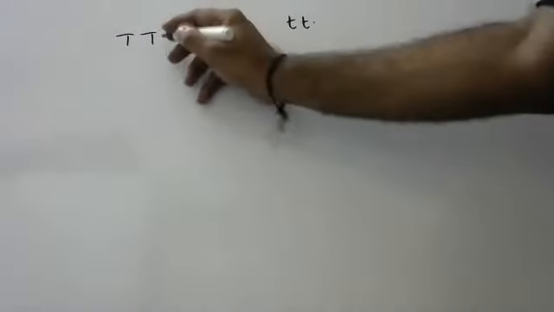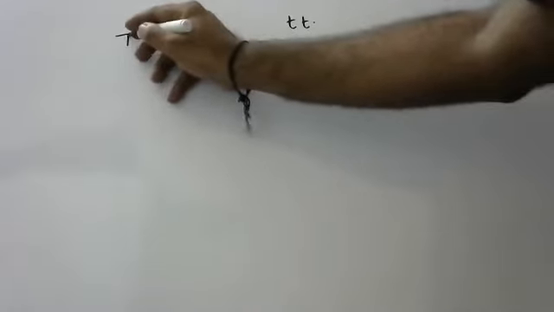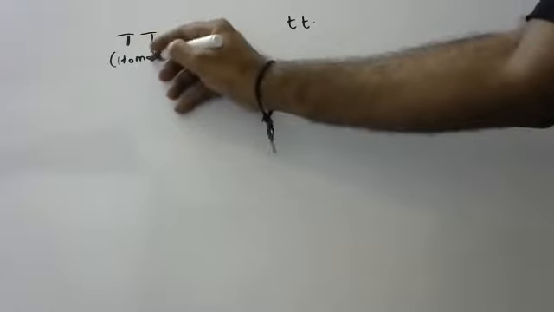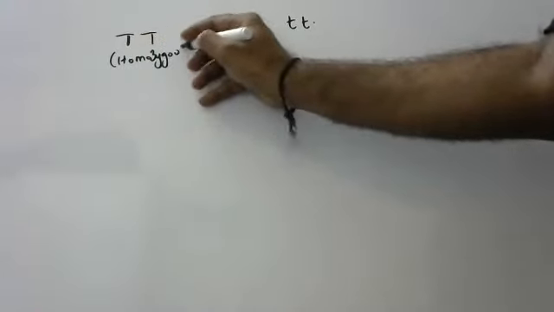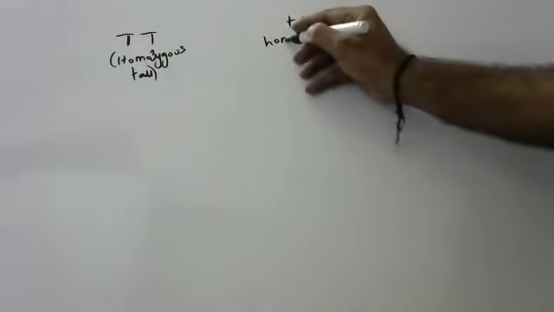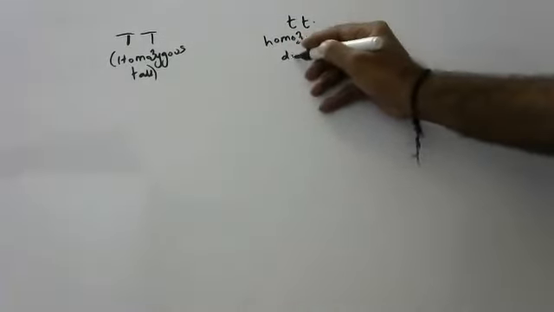This is a tall plant. Both have the same phenotype and the same alleles, so this is called homozygous tall. First time you will get confusion, children, but as you keep listening, you will understand. This is called homozygous dwarf. Dwarf means short.